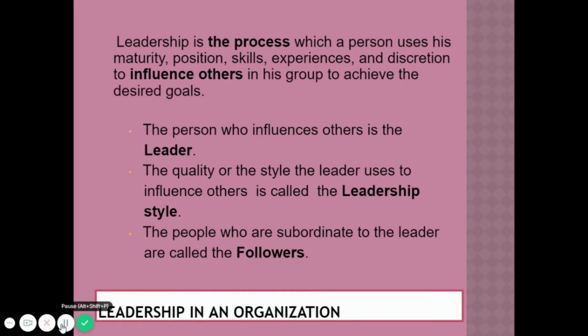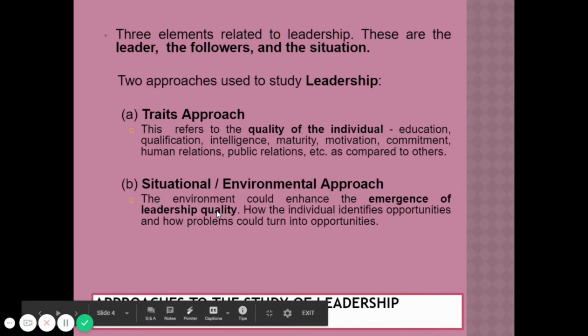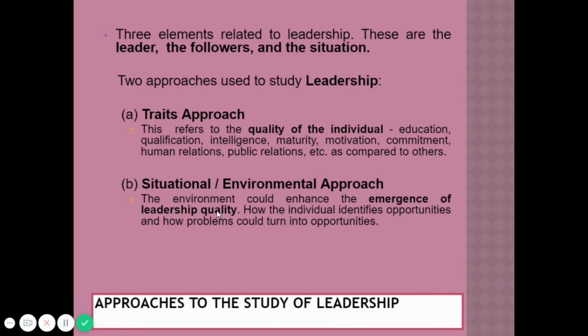And then we have leadership style. Leadership style is the quality or the style that the leader uses to influence and direct other people. And then we have the followers. The followers are the subordinates to the leader. In the easiest words, followers are those people who work for the leader.